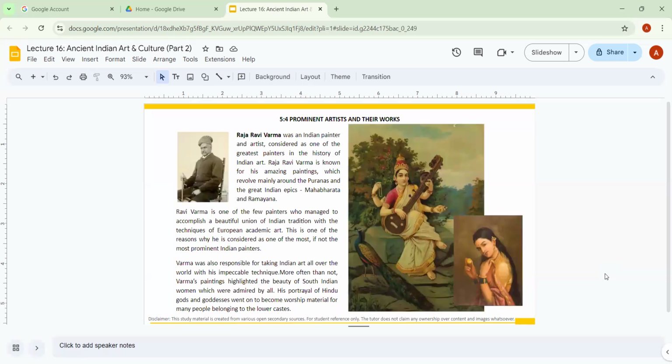The prominent artists and their works during this period. Raja Ravi Varma was an Indian painter and artist considered as one of the greatest painters in the history of Indian art. He is one of the very few painters who managed to accomplish a beautiful union of Indian tradition with the techniques of European academic art. His portrayal of Hindu gods and goddesses went on to become worship material for many people belonging to the lower castes.